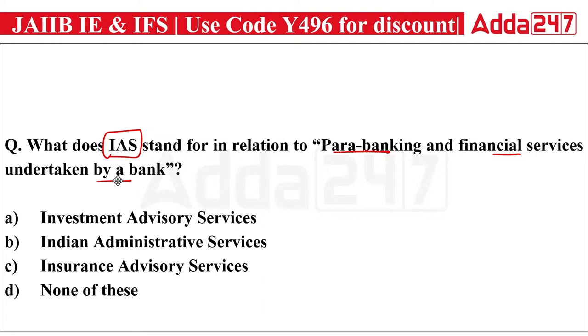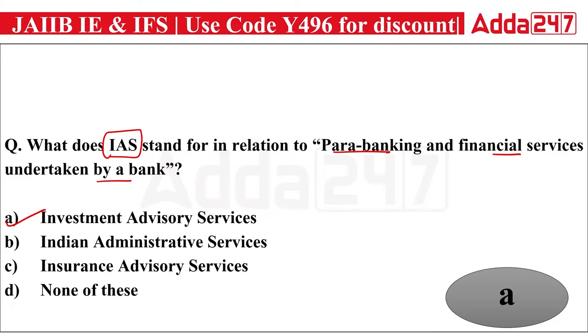It is related to your parabanking. So it is your investment advisory services. In the parabanking and financial services, the bank provides investment advisory. So IAS stands for investment advisory services, which will be provided by the bank to the customer. It informs the customer where to invest, how to invest, and what amount should be invested. So this is the investment advisory service. No, it's not option C. It's an investment, not an insurance.